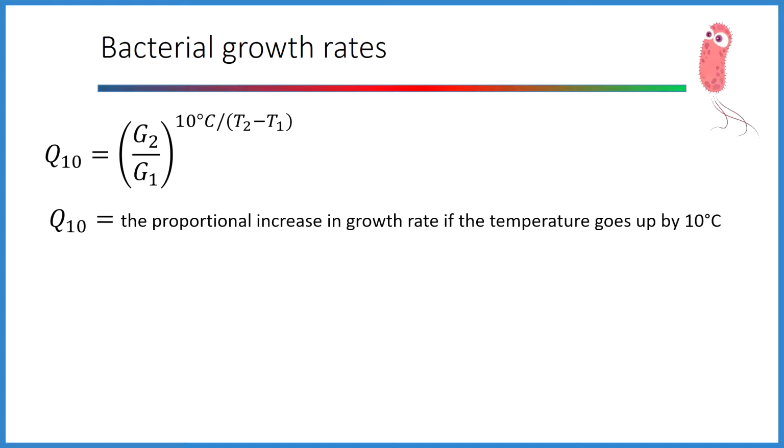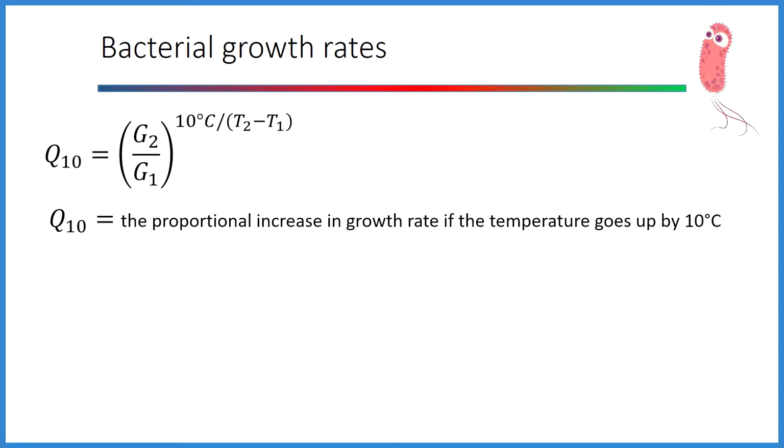For instance, a Q10 value of 2 means that the bacteria's growth rate doubles if the temperature goes up by 10 degrees and quadruples if it goes up by 20 degrees. Similarly, a Q10 value of 3 would mean that the bacteria's growth rate triples if the temperature rises by 10 degrees and goes up by a factor of 9 if the temperature rises 20 degrees.